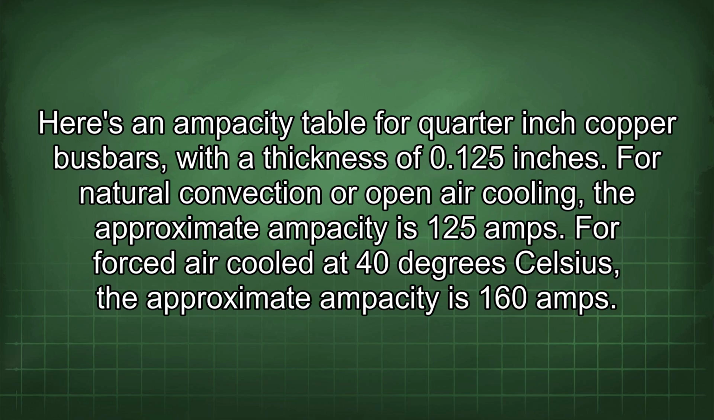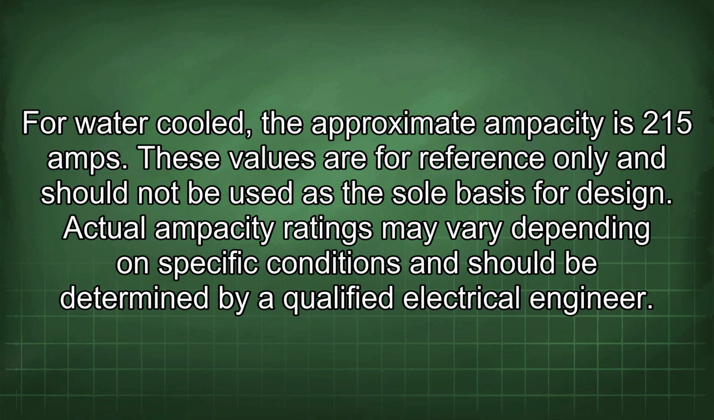Here is an ampacity table for quarter-inch copper busbars with a thickness of 0.125 inches. For natural convection or open-air cooling, the approximate ampacity is 125 amps. For forced air cooled at 40 degrees Celsius, the approximate ampacity is 160 amps. For water cooled, the approximate ampacity is 215 amps. These values are for reference only and should not be used as the sole basis for design. Actual ampacity ratings may vary depending on specific conditions and should be determined by a qualified electrical engineer.